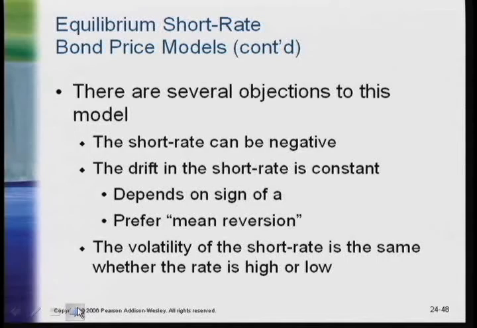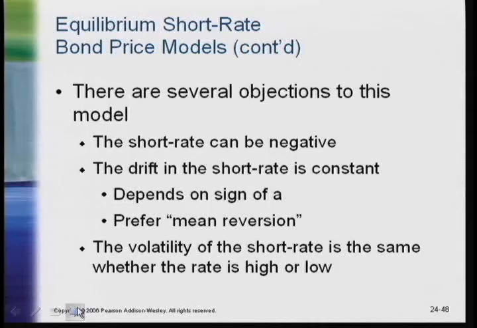Mean reversion is a more popular form of a drift, and we've seen this in other models in earlier modules. That is the idea where there is some equilibrium level of interest rates that we believe interest rates tend to revert to, so that when they get too high, there tends to be a downward drift toward that average rate. And if they get too low, they tend to drift upward. Mean reversion is quite popular in interest rate models.